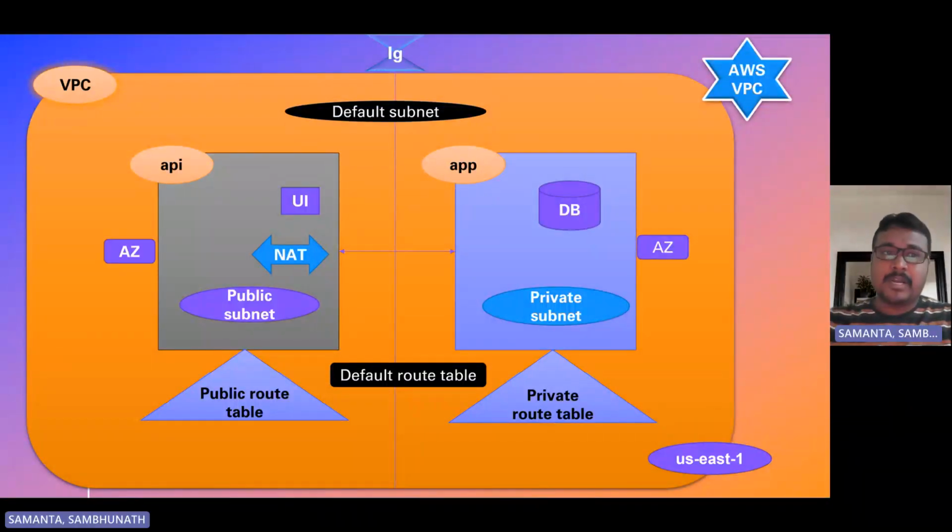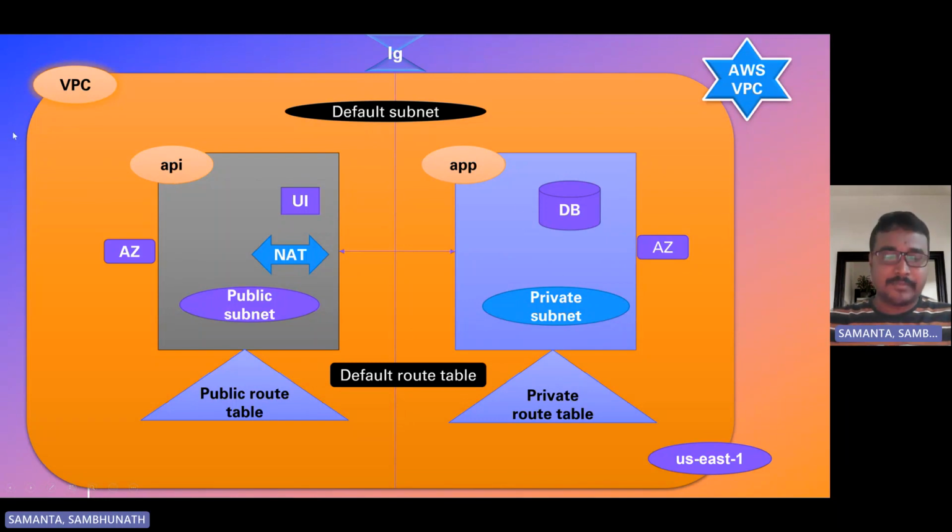Let me give you an architecture diagram of how a VPC looks. Suppose this is the VPC, and inside it you are going to launch one API server and one app server. The API server will contain all your web UI details: JavaScript, HTML, CSS. The app server will contain the database and your backend, REST API details, all these things. Now let's talk about which subnet the API should go in and which subnet the app should go in.